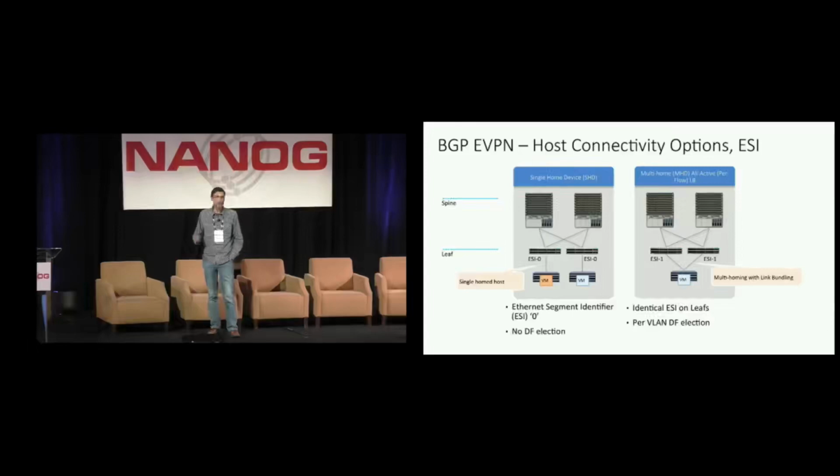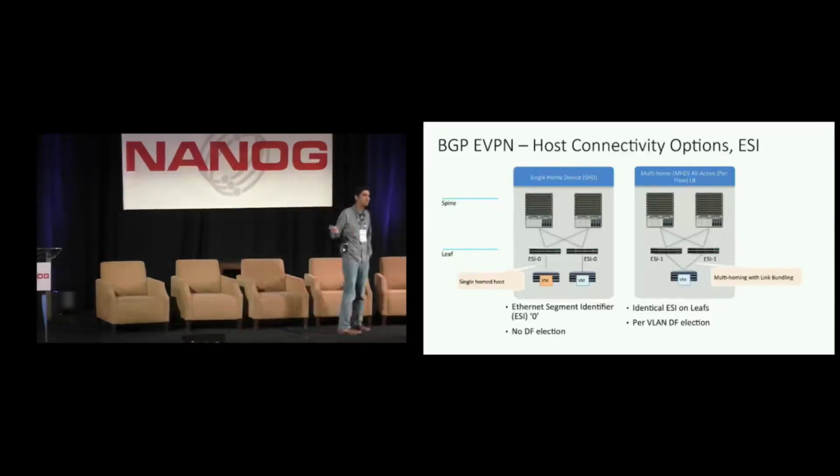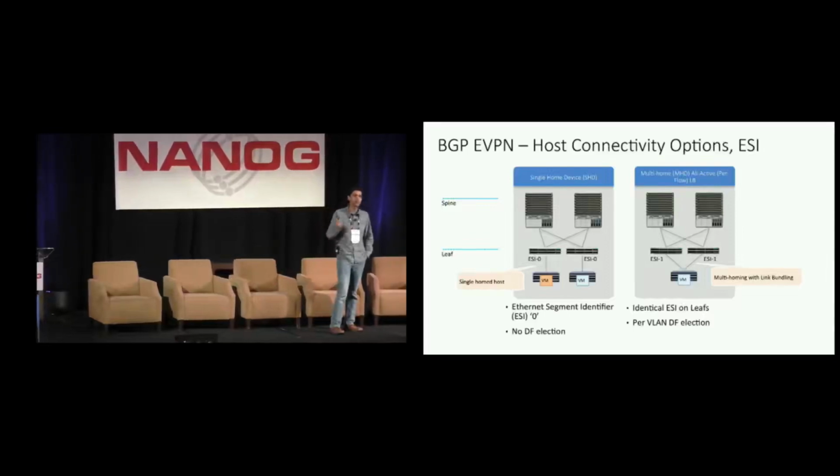Or a host can be multi-homed to 2 or more leaves. There is no specific limit with respect to the technology. The host can be multi-homed to several leaves at the same time, using a layer 2 link bundle spread across 2 or more leaves.